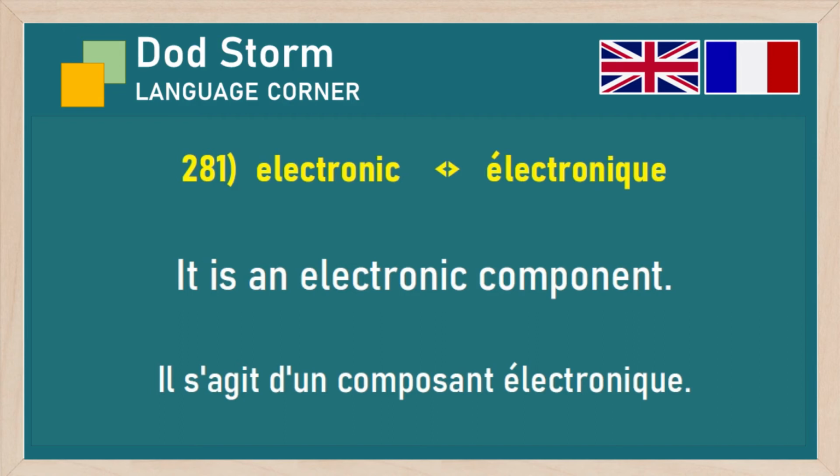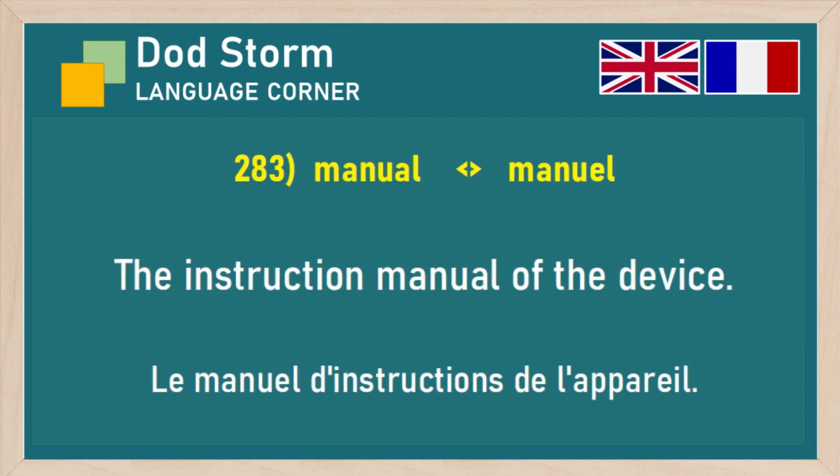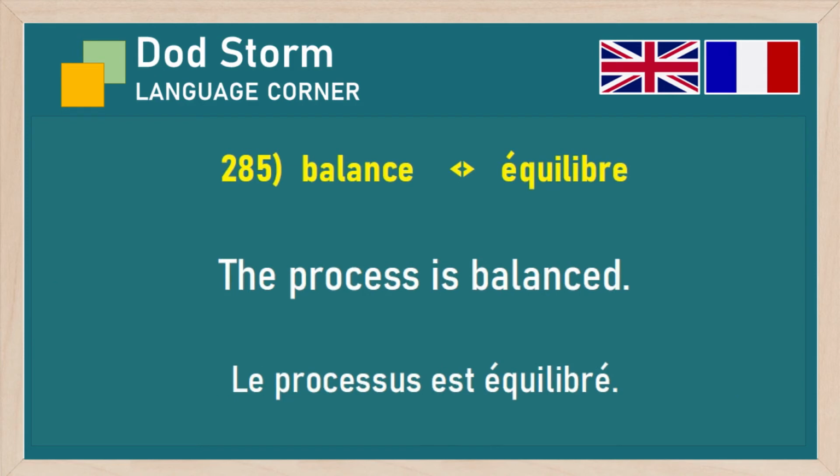It is an electronic component. Gases and liquids are fluids. The instruction manual of the device. The generator generates alternating current. The process is balanced.